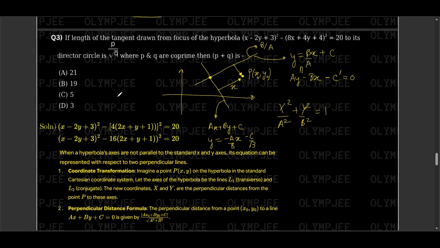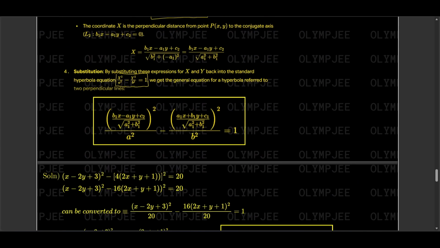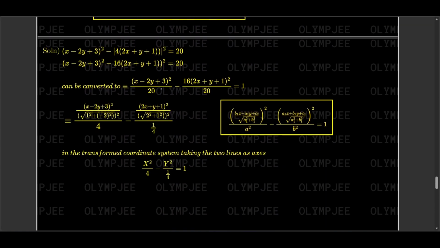So if we write it in this form, x square, this thing is the same, and if we take out 4 common, we will get 16 out of the square. So this is the equation that we are working with, and if we divide it by 20, we will get this.